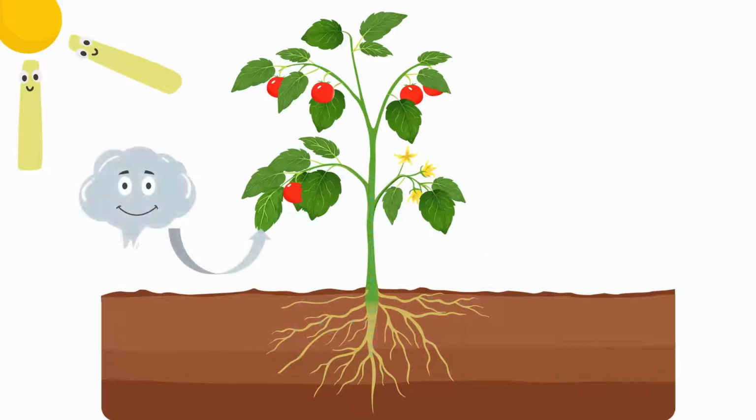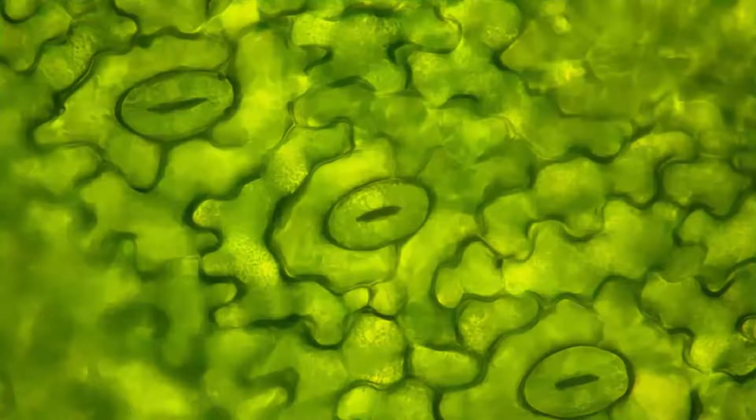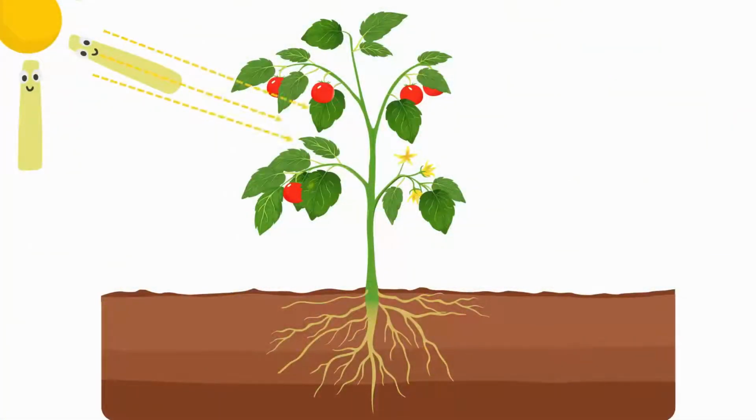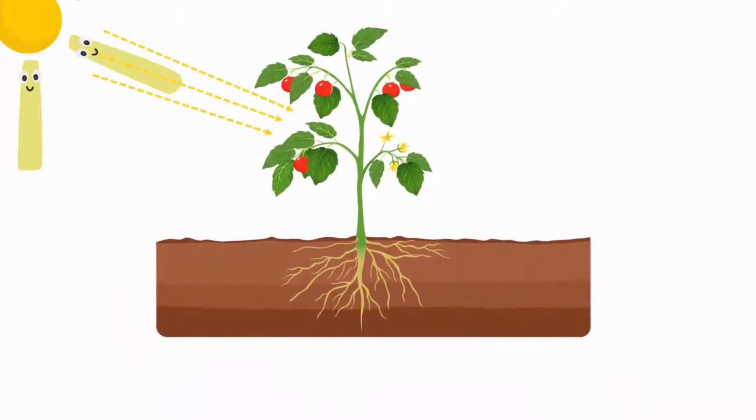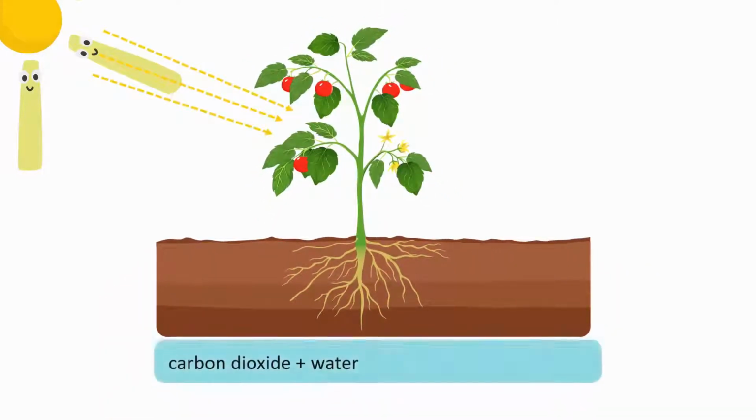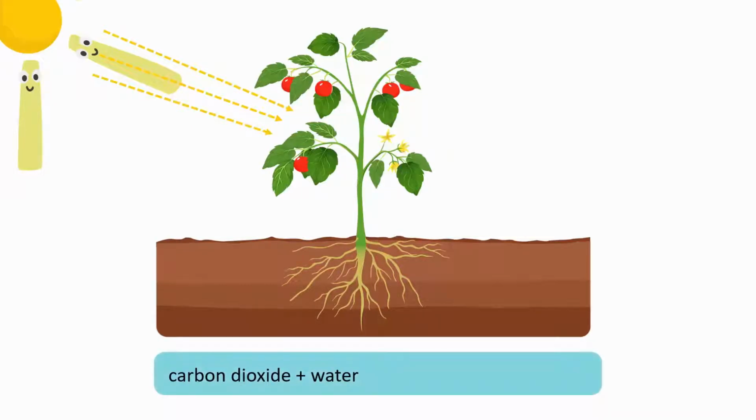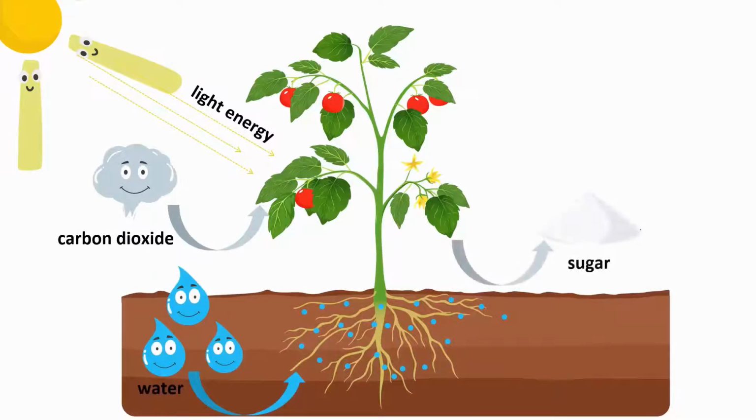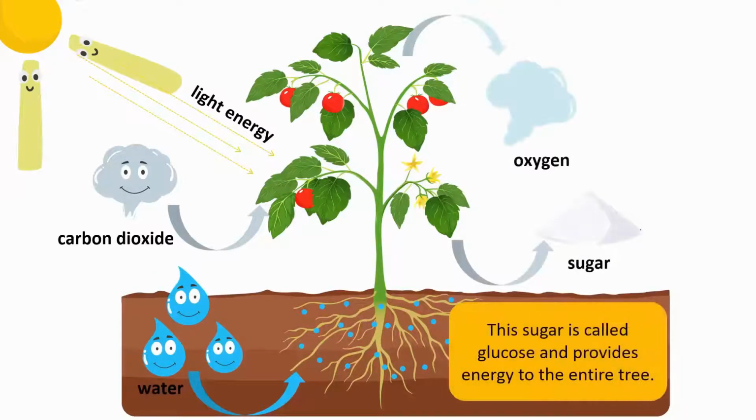Carbo entered this same leaf through an opening on the underside of the leaf, known as stoma. Finally, Photo, the light ray, was absorbed by Chloro. So now you know the answer to your question. Sunlight is absorbed by chlorophyll and starts a chemical reaction. In this reaction, carbon dioxide and water combine to form sugar and oxygen. This sugar is called glucose and provides energy to the entire tree.